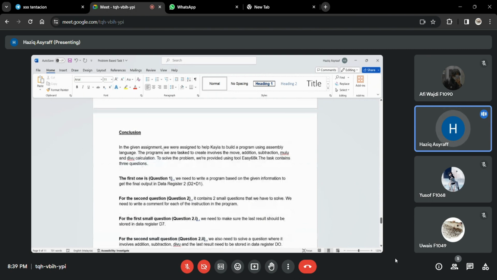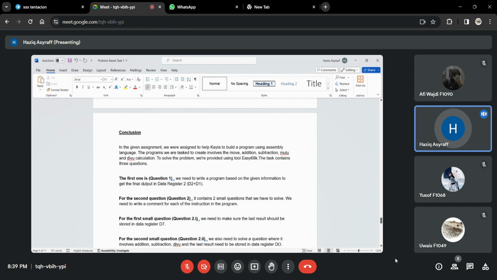Then the conclusion for all the questions is: in the given assignment we were assigned to help Kayla to build a program using assembly language. The programs we are tasked to create involve the move, addition, subtraction, multiplication, and division calculation. To solve the problem, we used Easy68K. The task contains three questions.